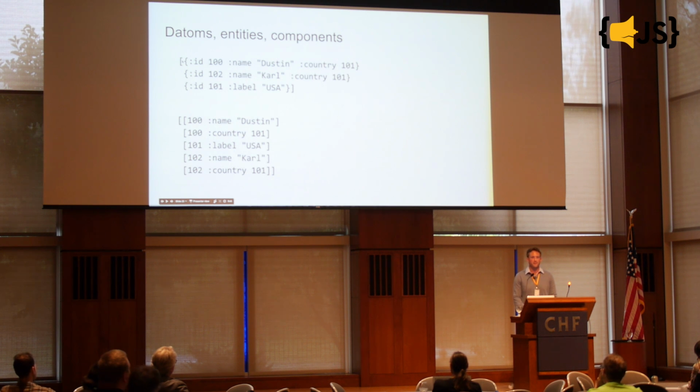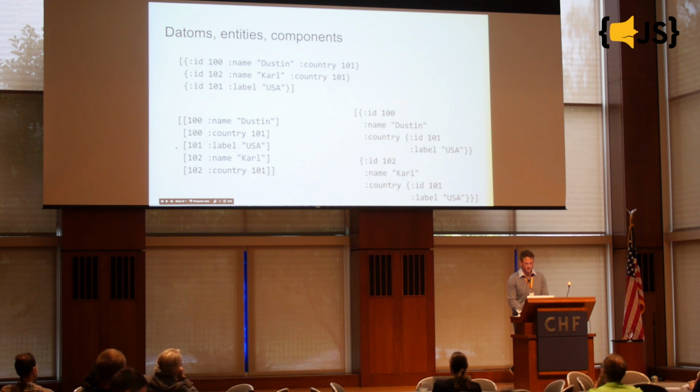It's got 3 records in the database. Each record has an ID. Dustin, the name Dustin, has a reference to the country 101. You could think of that in the database as a foreign key lookup to this thing which has ID 101, and there's the label USA. So we could take this graph data structure and represent it differently. We can represent it as a list of things. First you say, well, ID 100 has name Dustin, and ID 100 has country, a link to the other country.